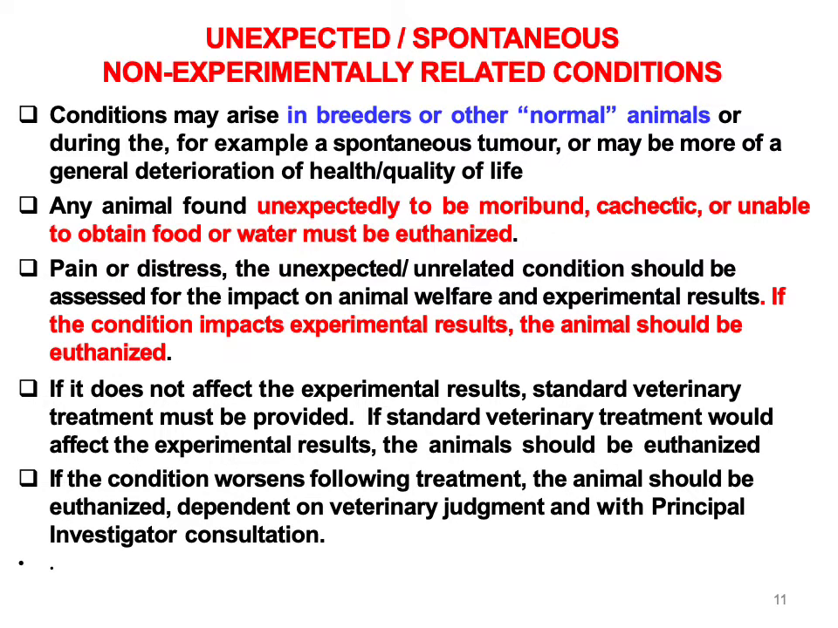So, I repeat, any animal found unexpectedly to be moribund, cachectic, or unable to obtain food or water must be euthanized. The pain or distress from the unexpected, unrelated condition should be assessed for the impact on animal welfare and experimental results. If the condition impacts experimental results, the animal should be euthanized.